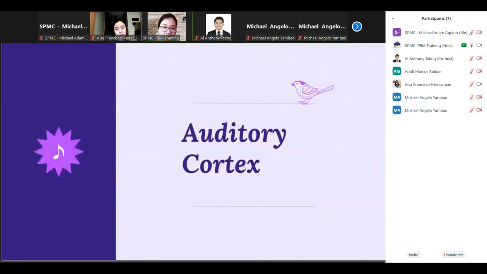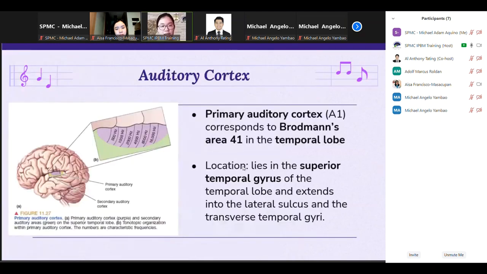So finally, we go to the auditory cortex. The primary auditory cortex, or A1, corresponds to Brodmann area 41 in the temporal lobe. So the temporal lobe is involved. Its location lies in the superior temporal gyrus of the temporal lobe, and it can extend into the lateral sulcus and the transverse temporal gyri.